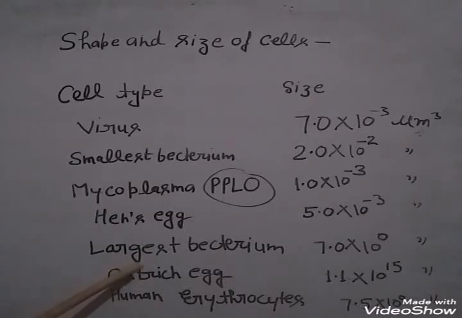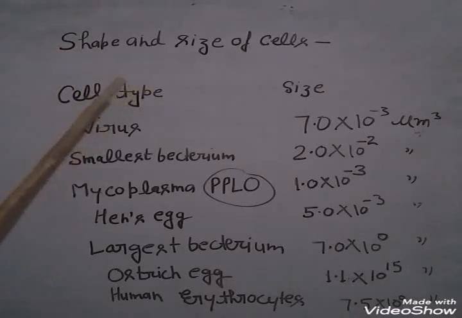And next is the largest bacterium, whose size is 7 into 10 to the power 0 micron meter cube. And next is the ostrich egg, 1.1 into 10 to the power 15 micron meter cube. And human erythrocytes, these are 7.5 into 10 to the power 0 micron cube.